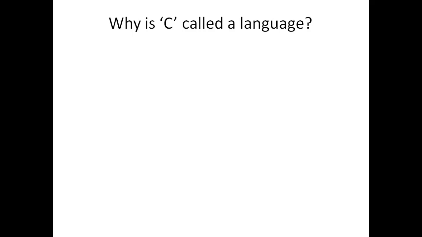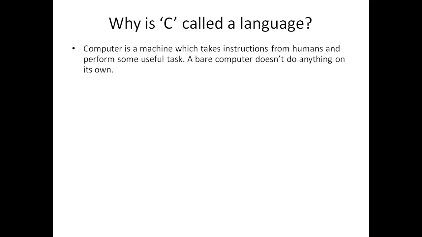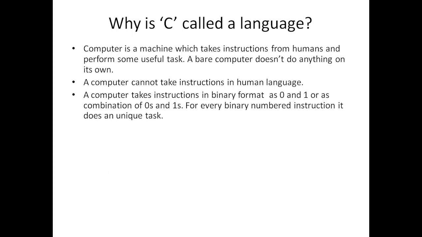Why is C called a language? A computer is a machine which takes instructions from humans and performs some useful task. A bare computer doesn't do anything on its own. A computer cannot take instructions in human language. A computer takes instructions in binary format, as 0 and 1 or as a combination of zeros and ones. For every binary numbered instruction, it does a unique task.